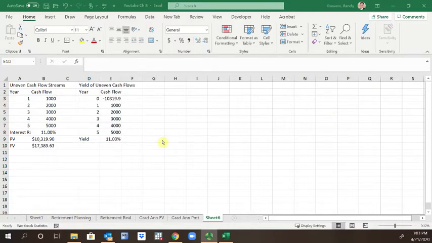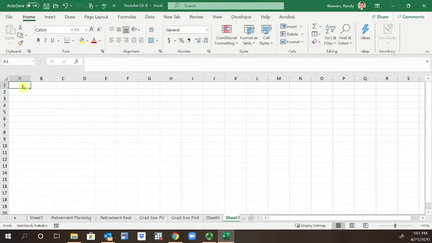Many times, periods will not necessarily just be years. It may be broken up into different periods of time. So I'm going to create a new sheet, and I'm going to call this Non-Annual Compounding Periods. So we'll have some examples here.